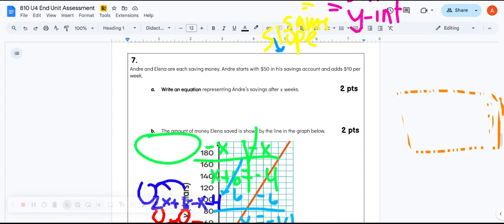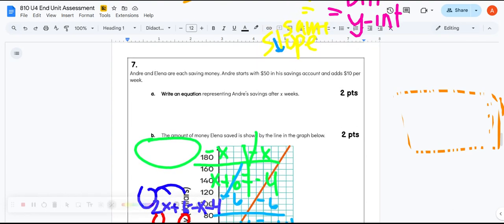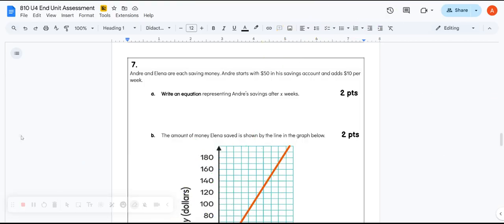Ooh, I'm running out of room here. Let's go ahead and clear everything out. Pause. Okay, I've cleared everything out. And now we can see here we're on number 7. Number 7 says, Andre and Elena are each saving money. Andre starts with $50 in his savings account and adds $10 per week. We have to write an equation representing Andre's savings after x weeks.